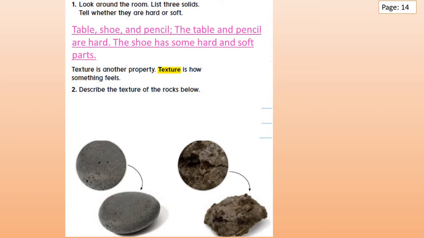In my room, I can see table, shoe, and pencil. The table and pencil are hard. The shoe has some hard and soft parts. Let's see question number 2.